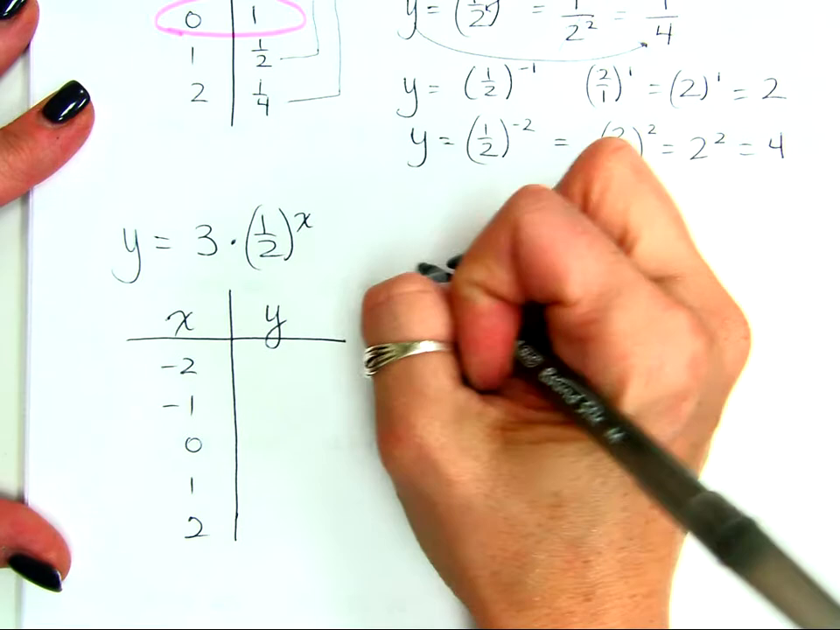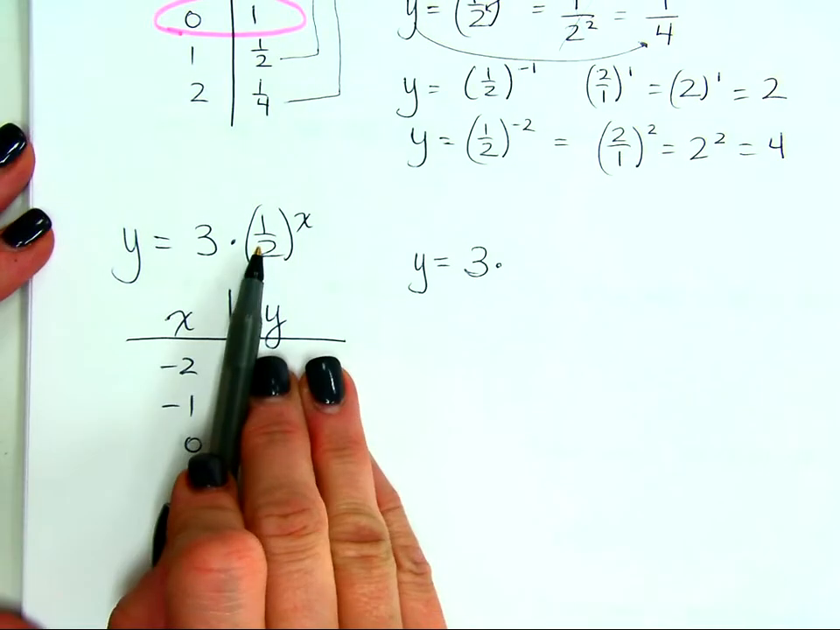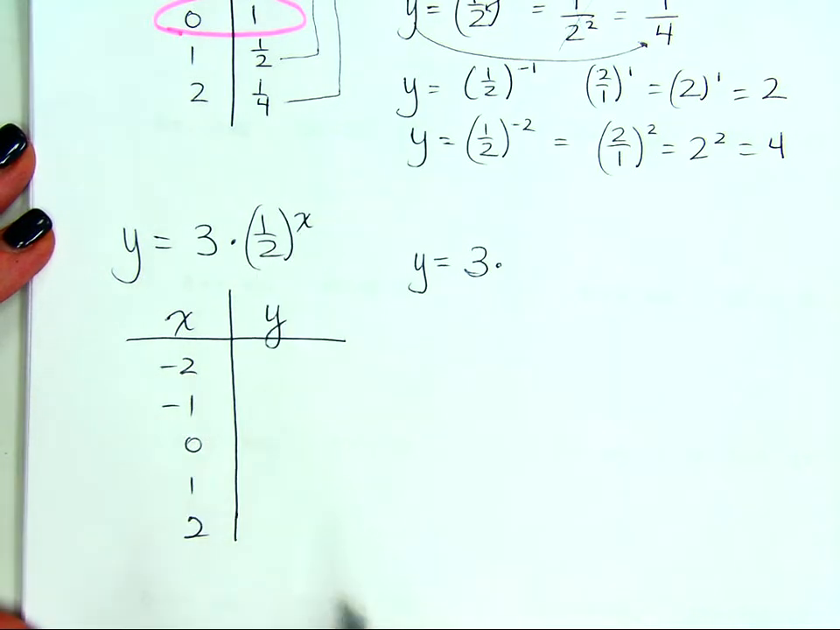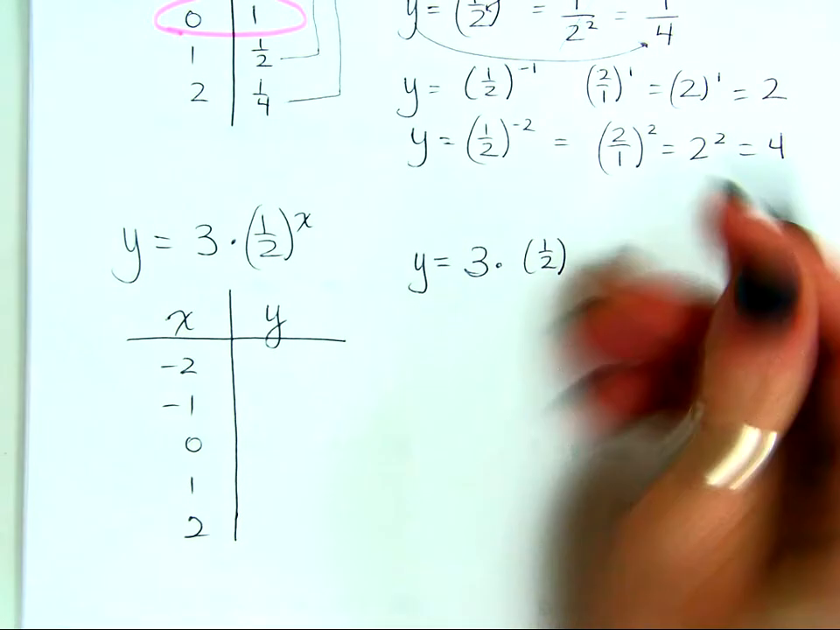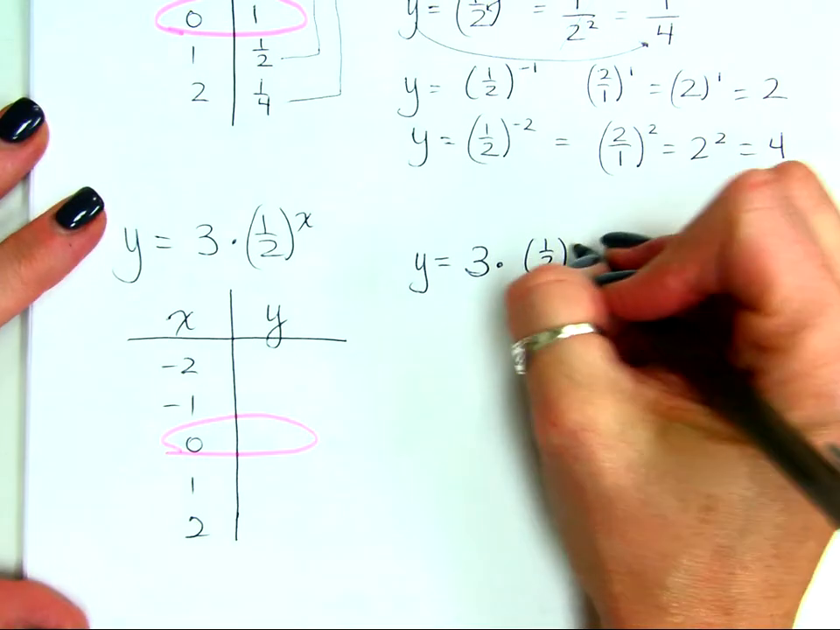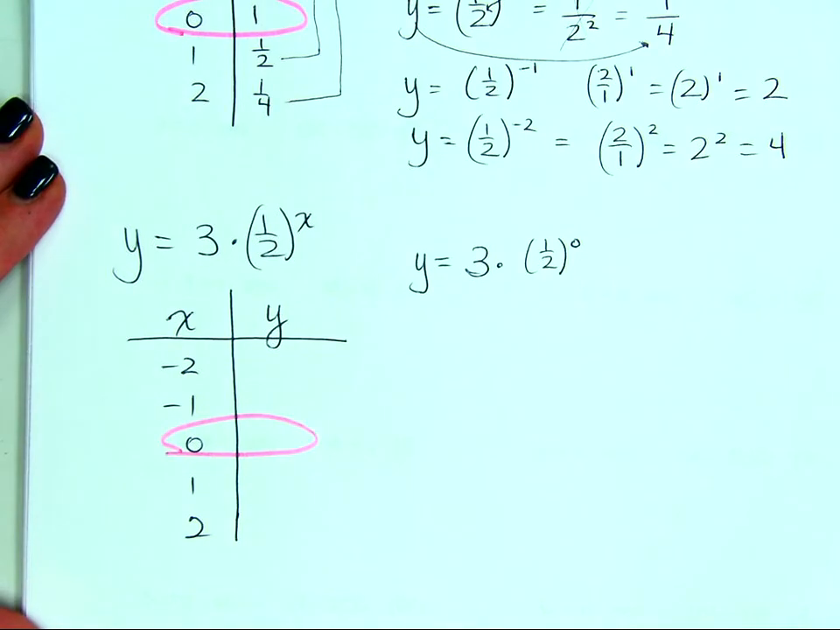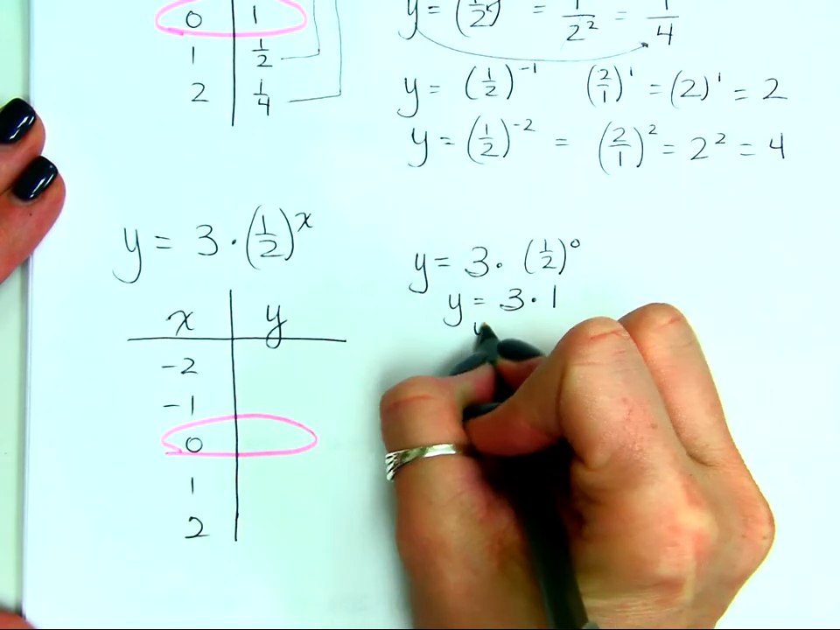Let's do some substitution. This time I want to take 3 and multiply it by whatever 1/2 to the x power is. Well, what is 1/2 to the, I'm going to start here. I mean, you've seen me do so many of these. I'm starting at 0. Let's make that 0 power. Well, 0 power is just 1. And what's 3 times 1? 3.